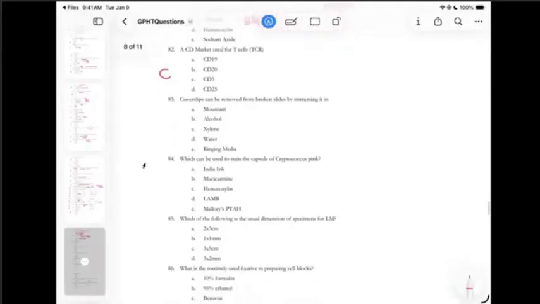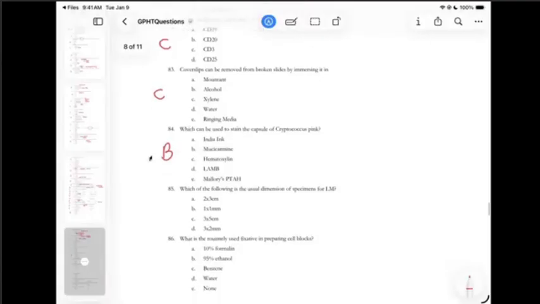83, cover slips can remove from broken slides by immersing it in saline. So if there's any broken slide, you have to remove the cover slip. You can immerse it in saline since yung mounting medium, miscible naman yan or humahalo sa saline. 83, letter C. Number 84, which can be used to stain the capsule of Cryptococcus pink. So the capsule of Cryptococcus is made of carbohydrates din. Mga mucopolysaccharides din yan. Or mucins. So we can use here your mucicarmine. Letter B.